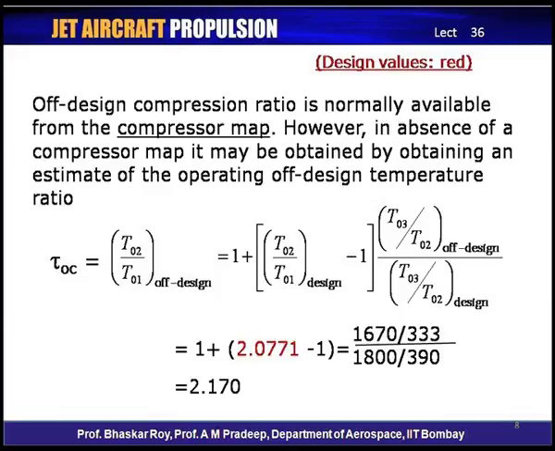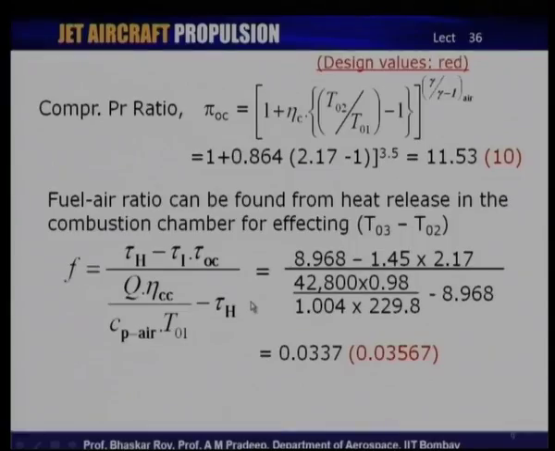Now, contrast that to the design point temperature ratio, which was 2.077, and we can see that the temperature ratio at off design condition is indeed more than the design point temperature ratio. This means that the pressure ratio across the compressor would indeed also be more than the design point pressure ratio, which was prescribed as 10. We see here that at the off design point we have a pressure ratio of 11.53, using the simple thermodynamic relations that we have done before, probably more than once.